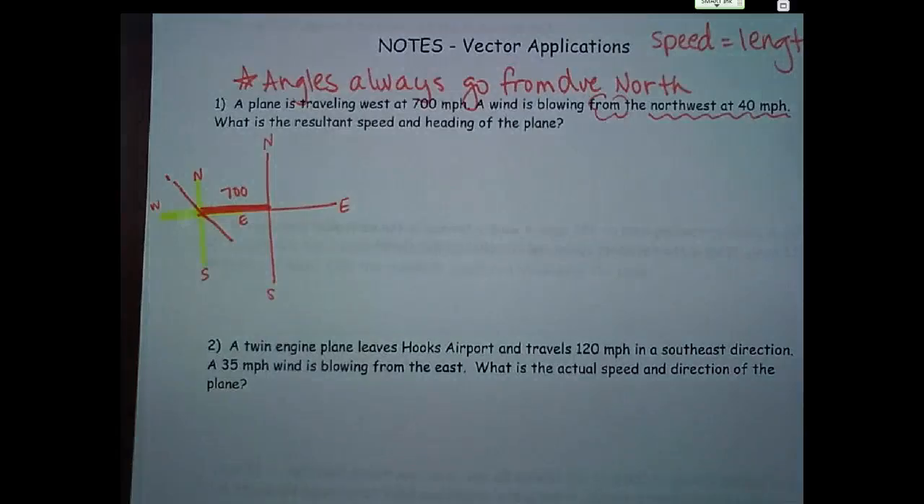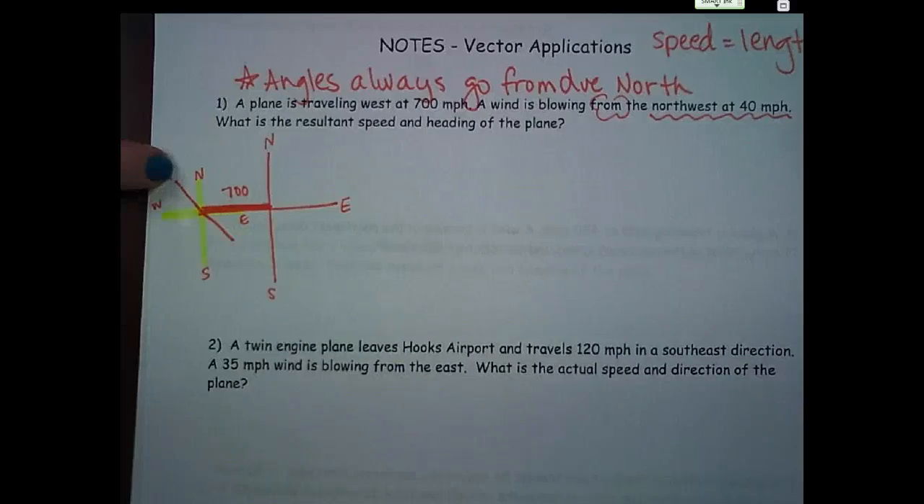Do you see that? Yeah? I'm going from the northwest. Here's the northwest. Your wind is blowing this direction. So here it is.